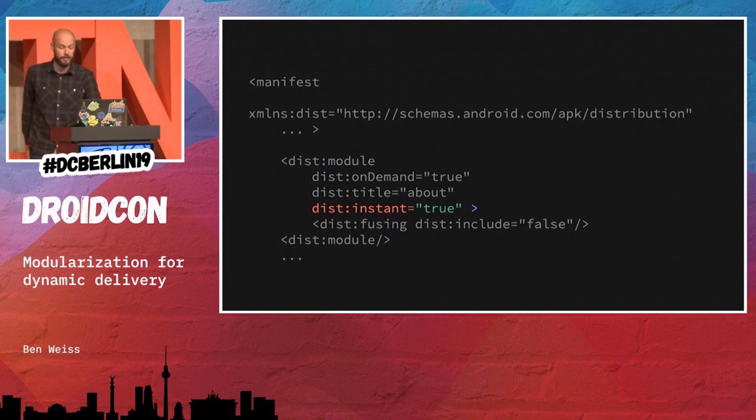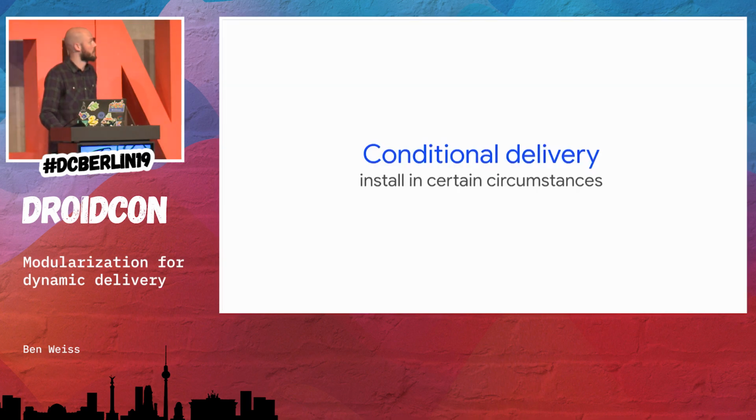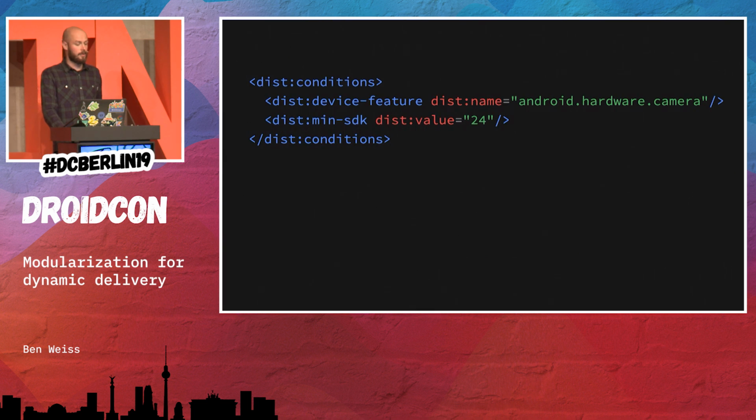At I/O this year, we introduced another way that you can install your application to deliver the application to users, and that is conditional delivery. That's the first time that we enabled this. So this allows you to download and install modules based on certain conditions.